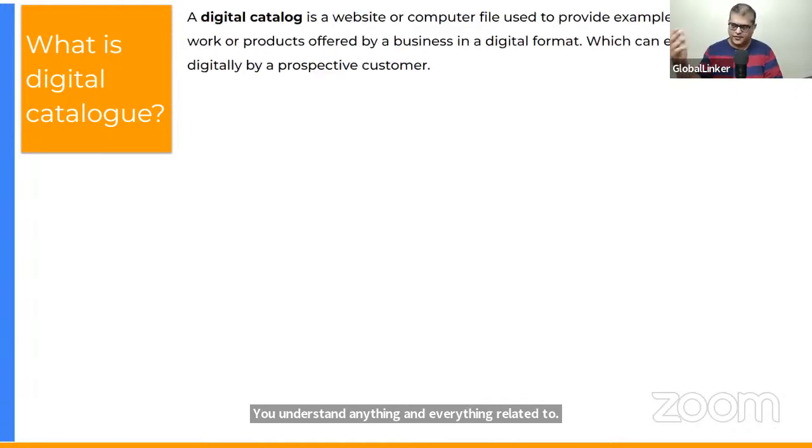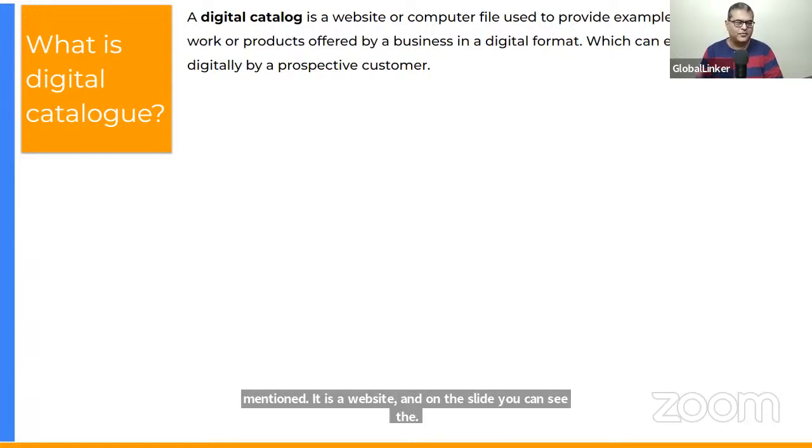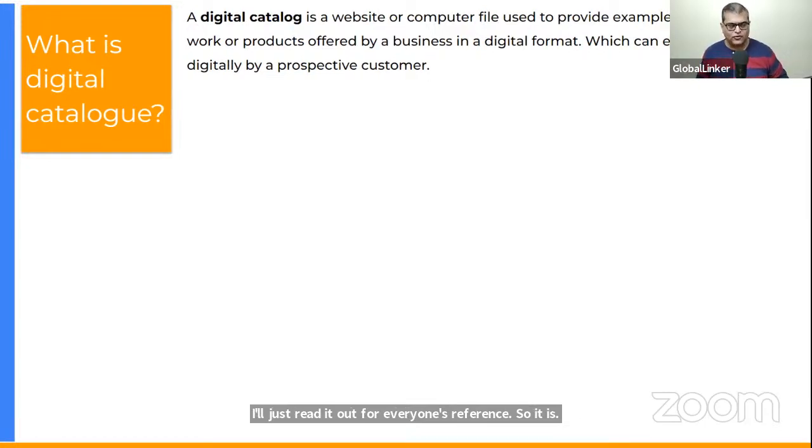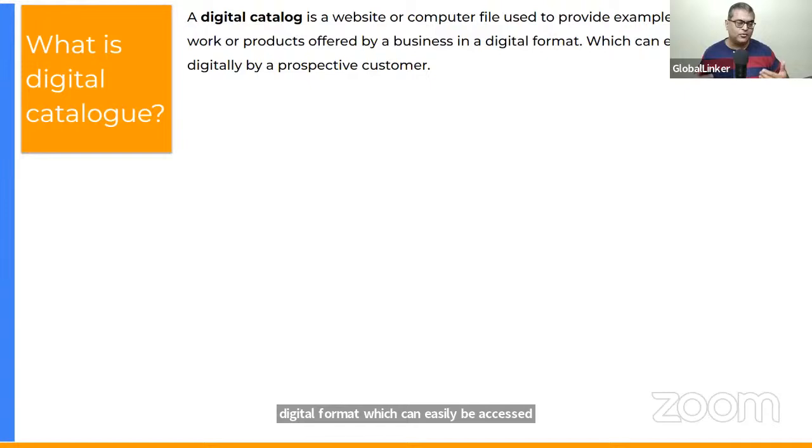As Vikram mentioned, it is a website, and on the slide you can see the textbook definition of the term digital catalog. I'll just read it out for everyone's reference. It is a website or a computer file used to provide examples of a person's work or product offering by a business in a digital format, which can easily be accessed by a prospective customer. So that is a digital catalog.